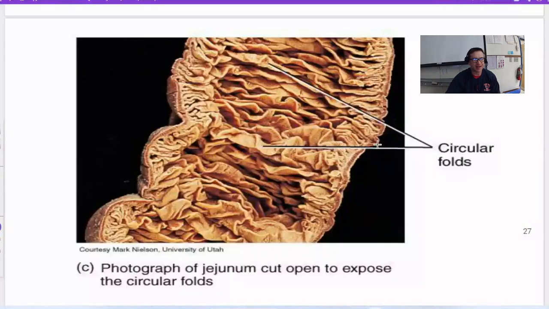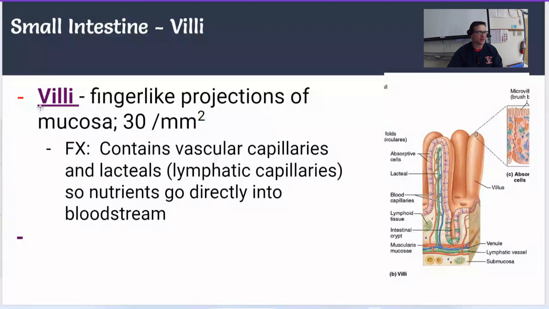And I guess just a slide to show you those circular folds, the plica circularis. So this little region of the small intestine, in this case the jejunum, the second part: duodenum, jejunum, ileum. And it just shows you the circular folds that help to make the chyme. It increases surface area and also makes the chyme spiral around through the small intestine instead of just traveling in a straight line. And like I said earlier, then you have the villi, finger-like projections, that come out from the mucosa of the small intestines. Now they're about 30 millimeters squared.